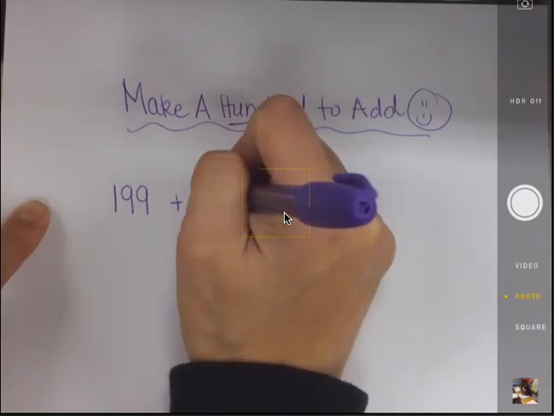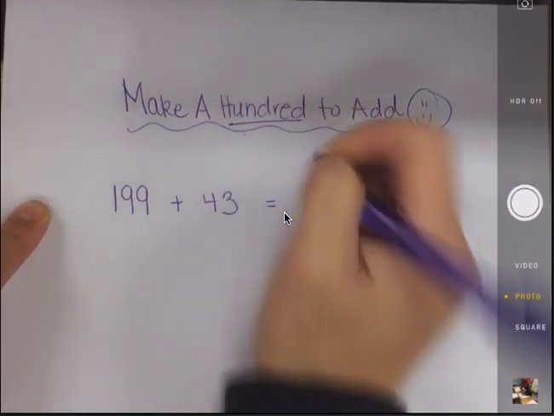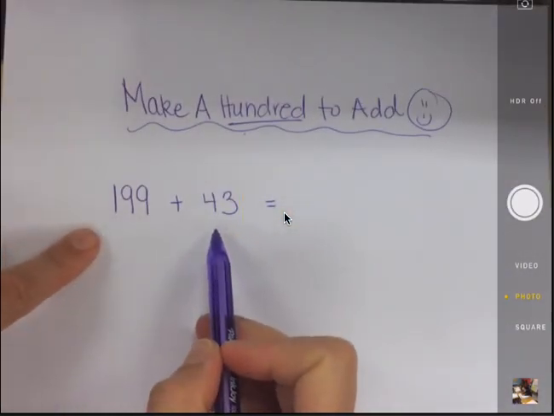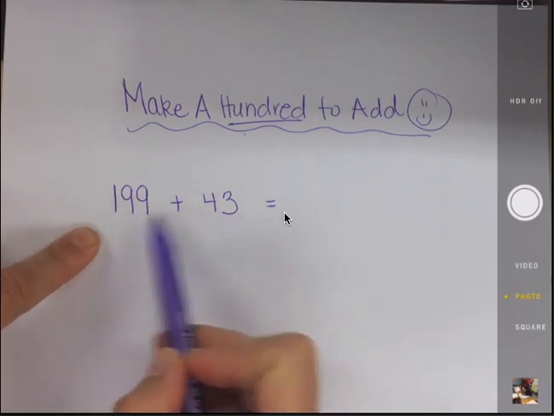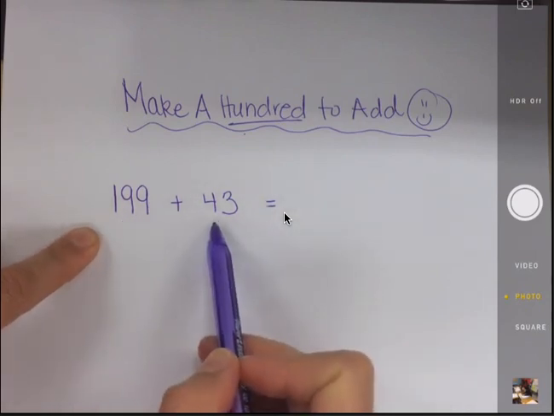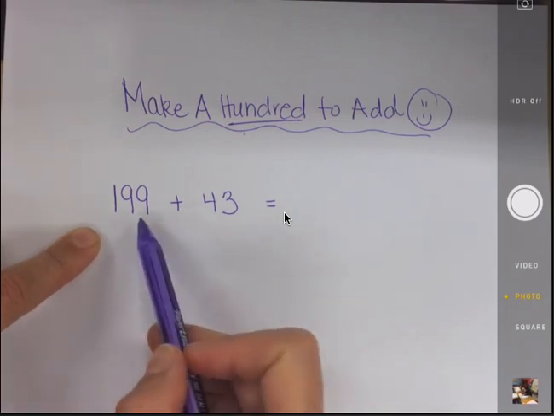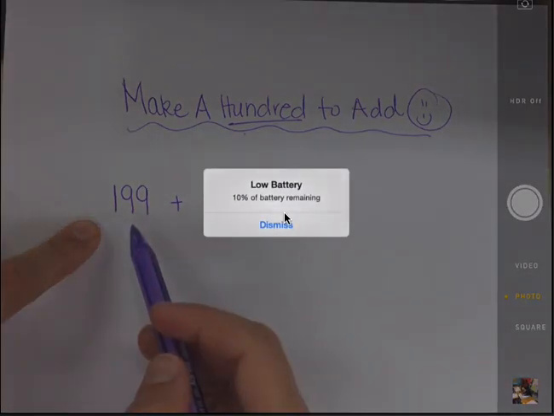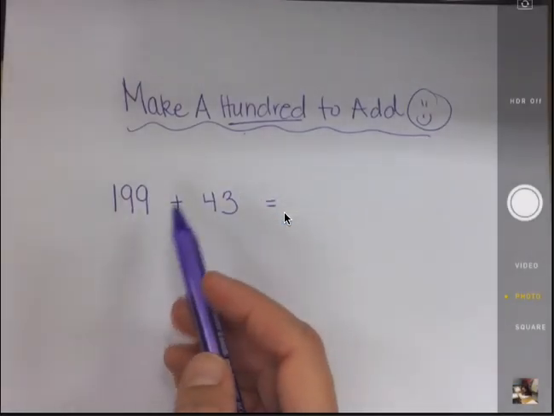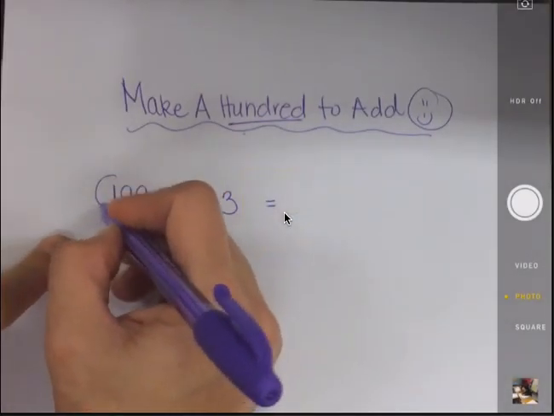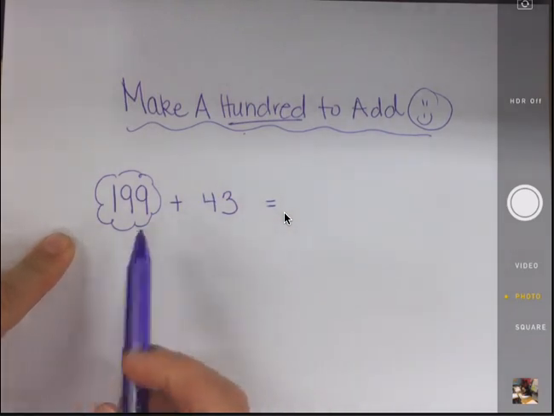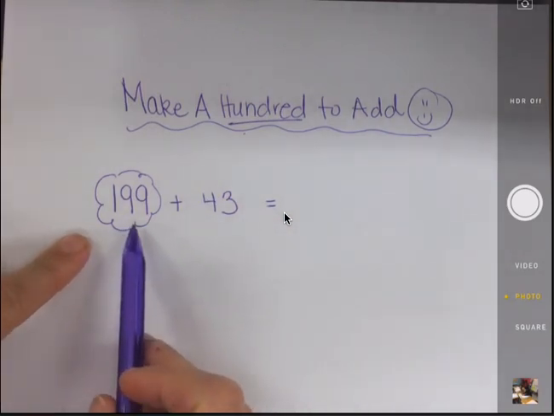So here's an example that we did in class today. 199 plus 43. So you're going to ask yourself, out of 199 versus 43, which one is closer to 100? And you're thinking, oh, it's got to be 199 because that's super close to 200. Now, 199 was the closest to 200. So we did this in class today.